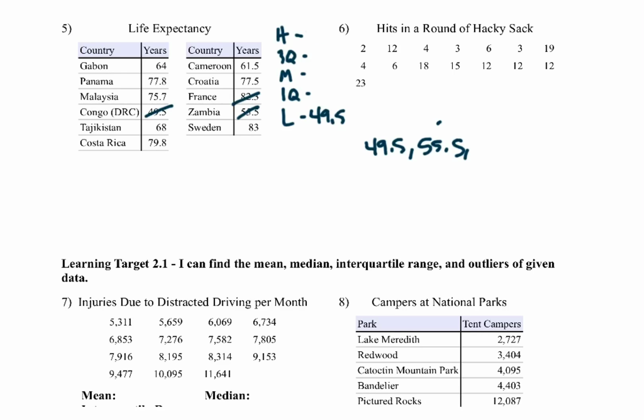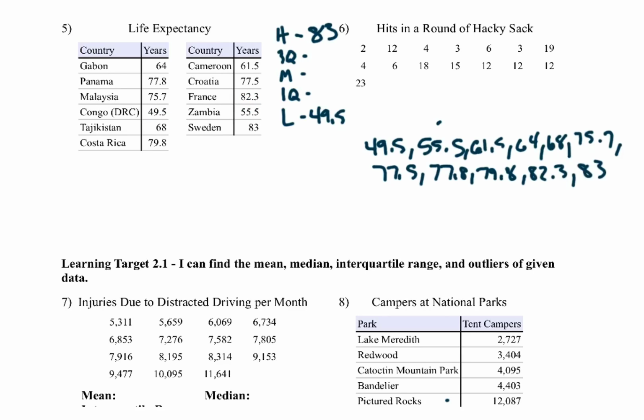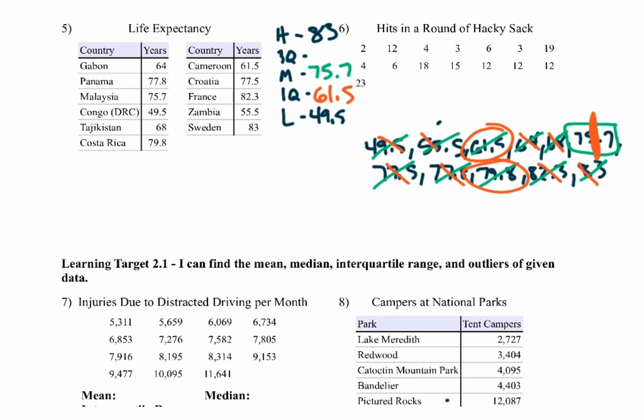Just realized that my highest was actually 83, wasn't it? So when I put them all in order, we find the median first by eliminating a high and a low, right? So we get 75.7. Then that becomes our halfway marker. We do it again, and we get our first quartile, 61.5, and our third quartile, 79.8.